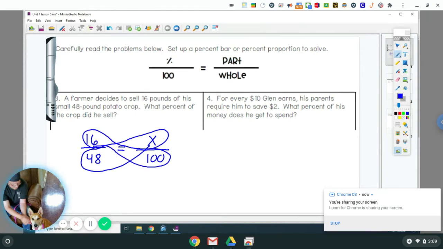So you're going to do x times 48, which is 48x, and then 16 times 100, which is just 1600. So then we're going to divide by 48 on the left. What you do on the left, you do on the right. So this cancels out to a nice big 1. And then you're going to do 1600 divided by 48, which comes out to 33.33 repeating once you divide it. So that means your answer is 33.33%.